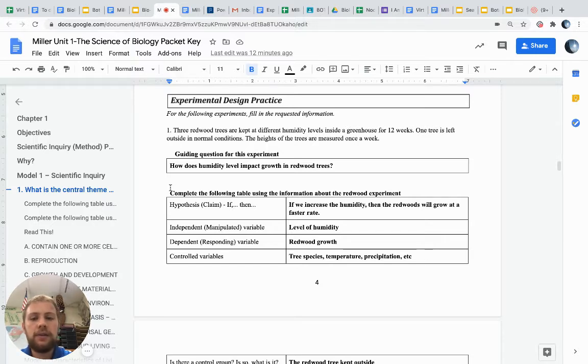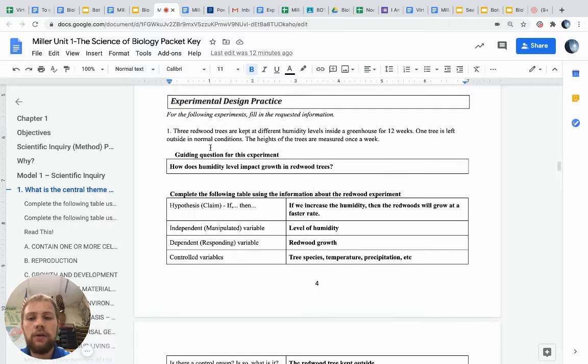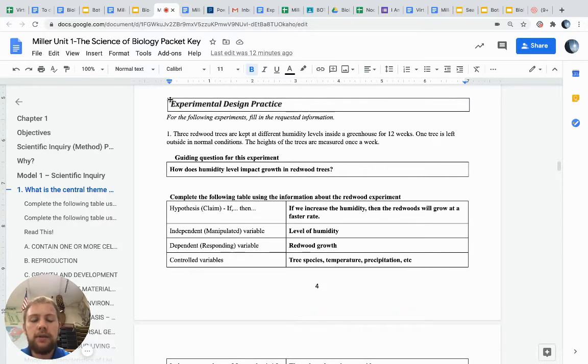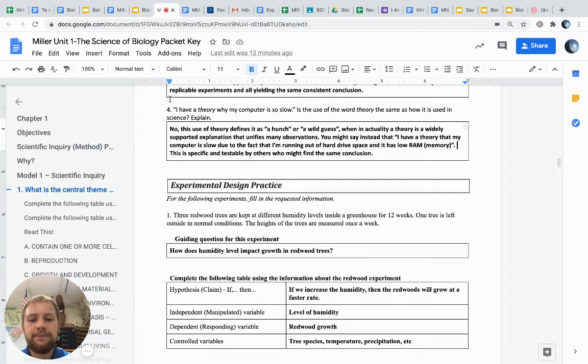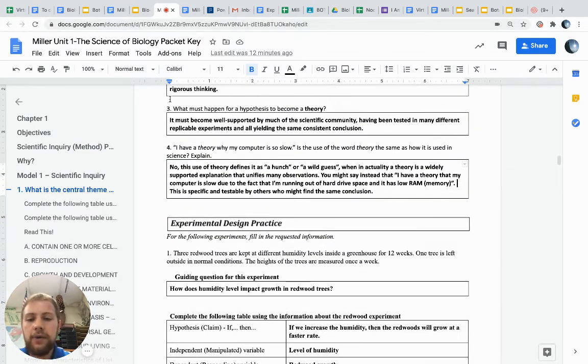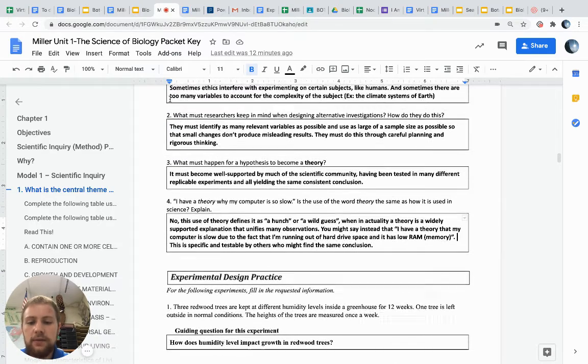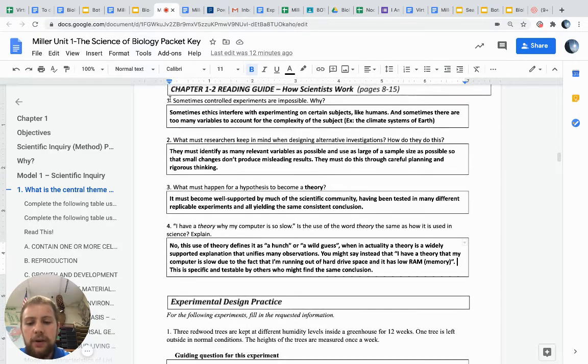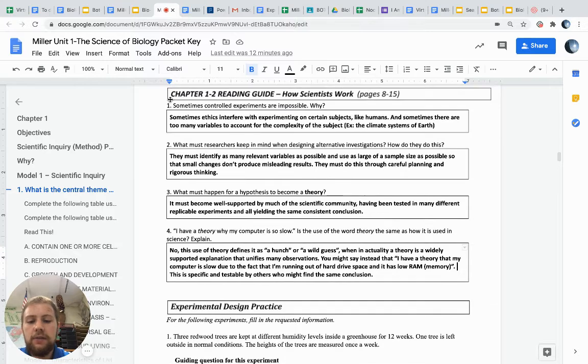So virtual students, this is what we went over. So let's talk about this. So feel free to reference your responses and follow along. All right, so experimental design. For the following experiments, fill in the requested information.